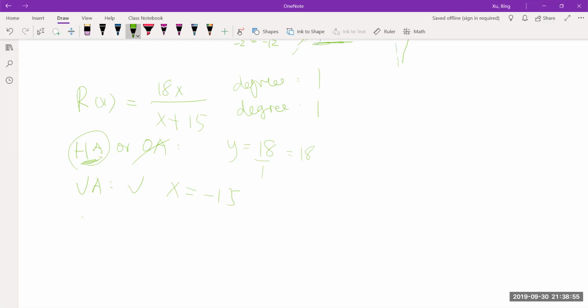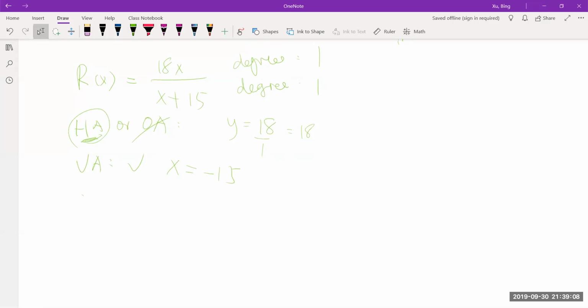Any other questions? Yeah. But I wonder, if it did say 18 plus x over x plus 15, it would be a totally different graph. No, if you want to graph it, I said I will use two ways. Another way is to graph it by using transformation. So let me write this again.